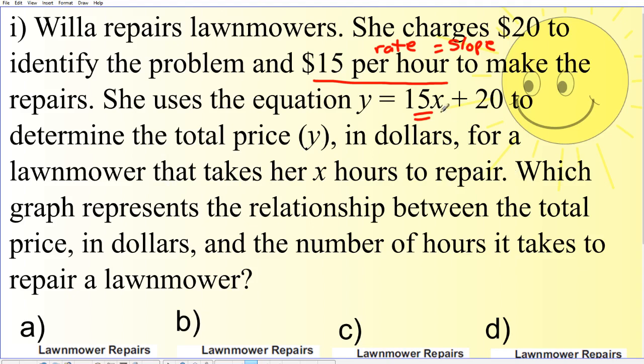Okay, so she uses this equation to figure out how much it costs to repair a lawnmower. Which graph represents the relationship between the total price in dollars and the number of hours it takes? So which graph below shows that thing? Okay, so I'm going to write it down here so I can get both things on the screen at one time.